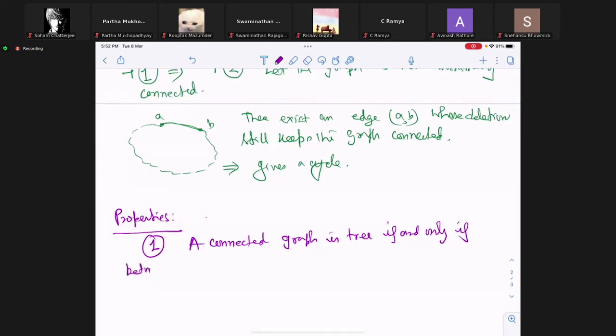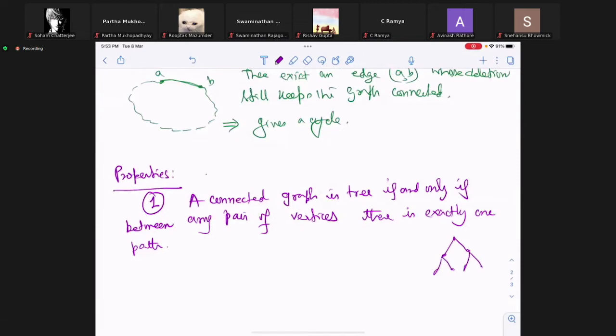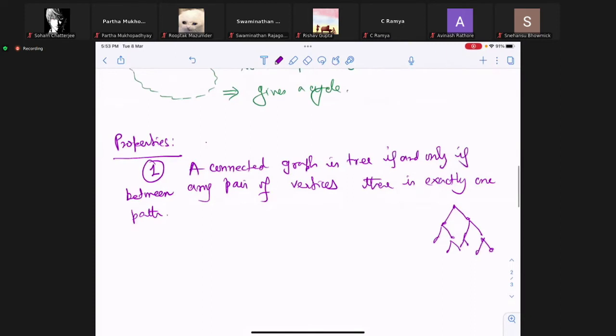between any pair of vertices there is exactly one path. So the picture that you keep in mind is a running picture. That of course is true, but you can prove it abstractly also. How do you prove it?